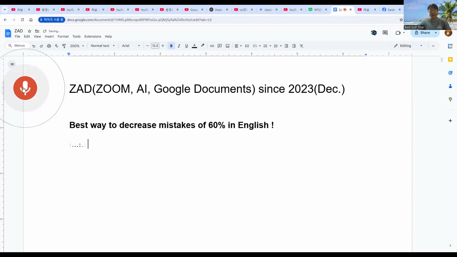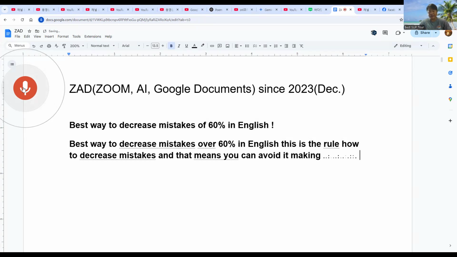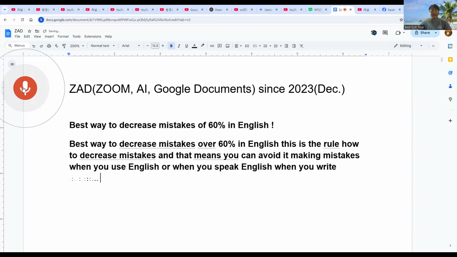Best way to decrease mistakes of 60% in English. This is the rule for how to decrease mistakes. That means you can avoid making mistakes when you speak English or when you write English. This is a very important part while we are using each language.